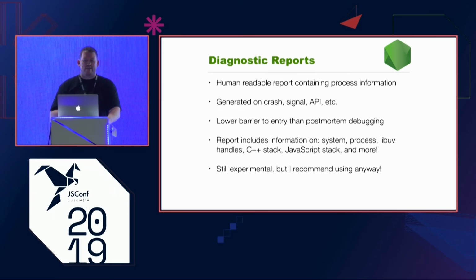You can generate a diagnostic report on a signal, on a crash, or on an uncaught exception, and there are also programmatic APIs inside of Node. You can call process.report.getReport, and you'll get a nice JSON object with all this information. It includes things about the system, the Node process, things going on inside of libuv underneath, the C++ stack, and a whole bunch of other good things. Unfortunately, it is still experimental, but because it's not code that's going to impact your running application, I would recommend using it. I'm a big fan of it.